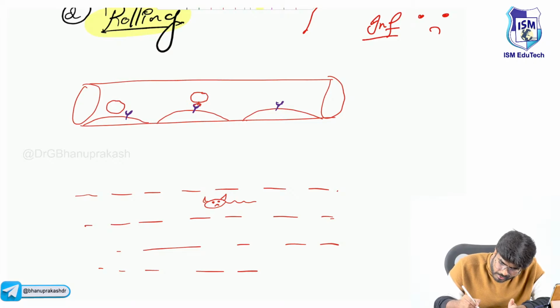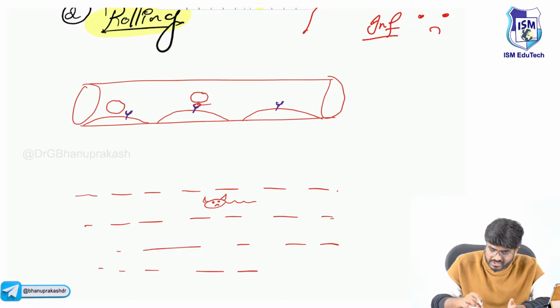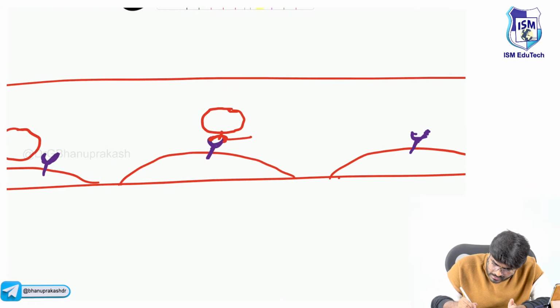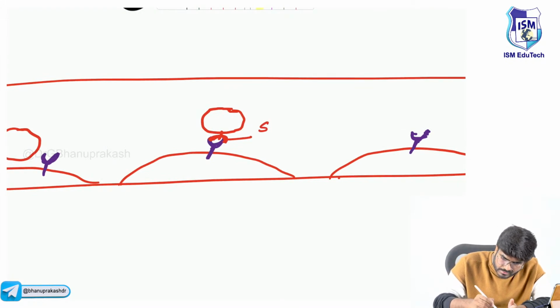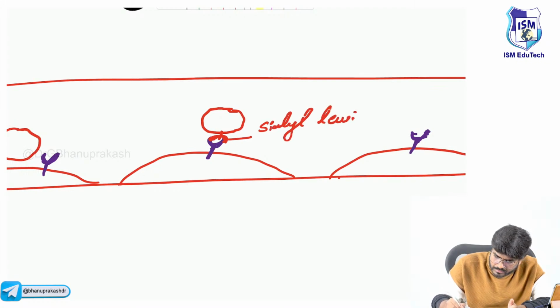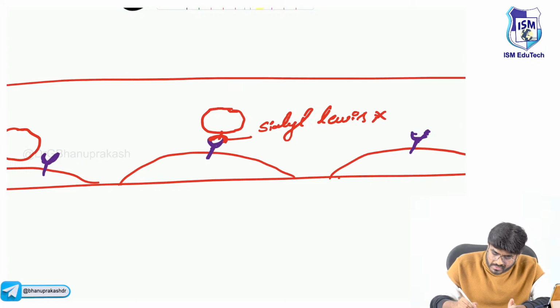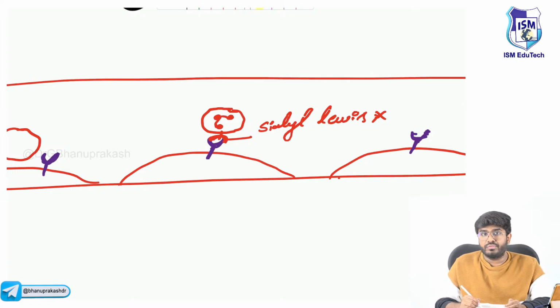On the surface of the WBC there is a receptor, that red color thing which I am showing you. This red color thing is called sialyl Lewis X. On this neutrophil I am talking about, there is sialyl Lewis X present.